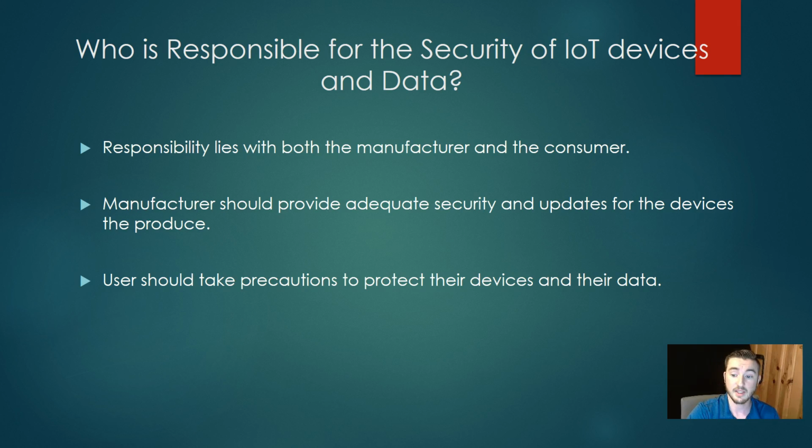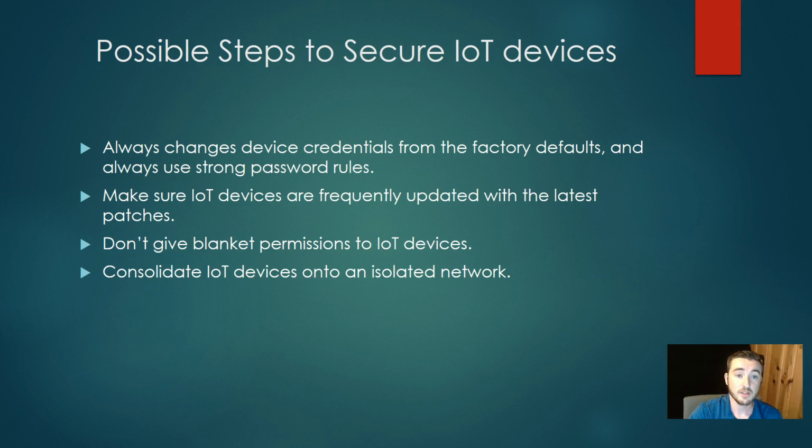In the next section, I will go over some of the steps that a consumer can take to protect themselves and their data. With all the potential privacy issues that can arise from the use of IoT devices, it is important to be proactive in securing your devices and your data. Here are a couple of steps that can be used to protect IoT devices and the gathered data.